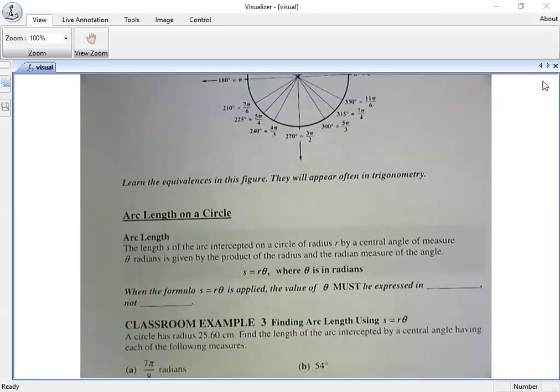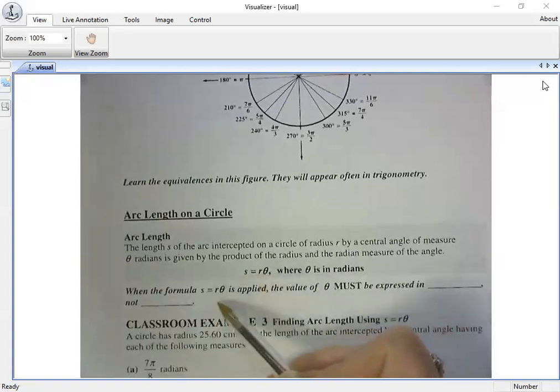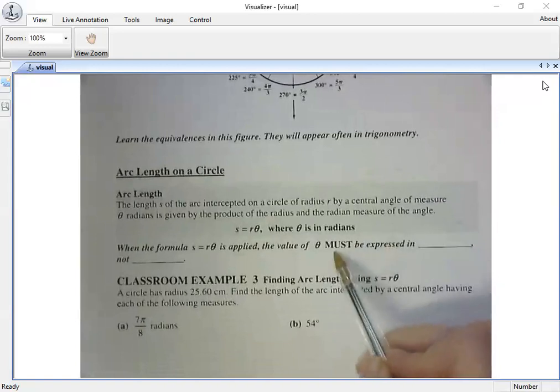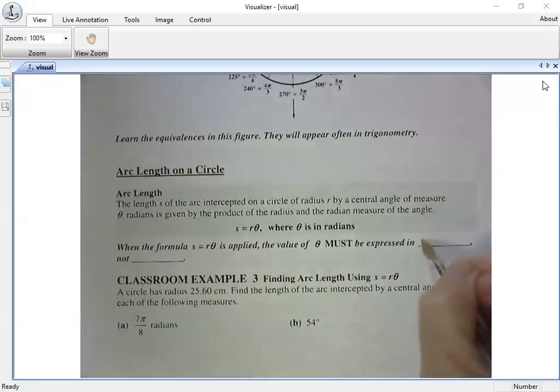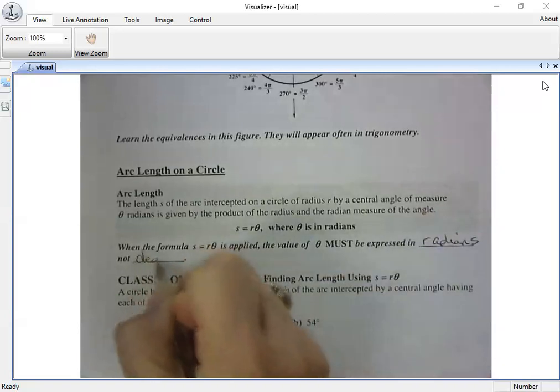Now, if it's not a unit circle and my radius is a different length, this gives me a formula that will then let me compute what the arc length is, okay? Notice it says here, if you are using this formula, what would you think angle theta has to be expressed in? Degrees or radians? Got to be in radians, not degrees.